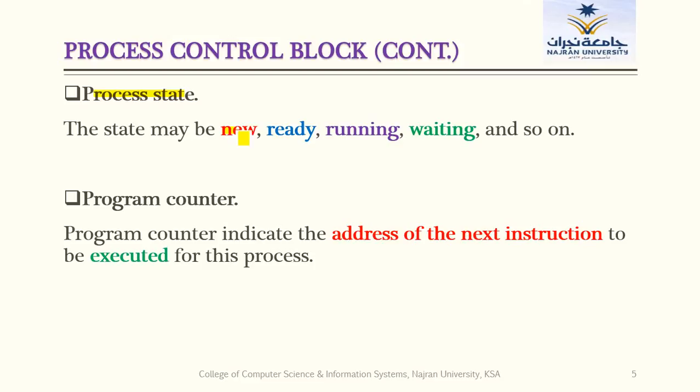We know that we have 5 different states: new, ready, running, waiting, and termination. And the program counter indicates the address of the next instruction to be executed for this process. So it is the responsibility of the program counter to tell the processor which instruction to execute next.